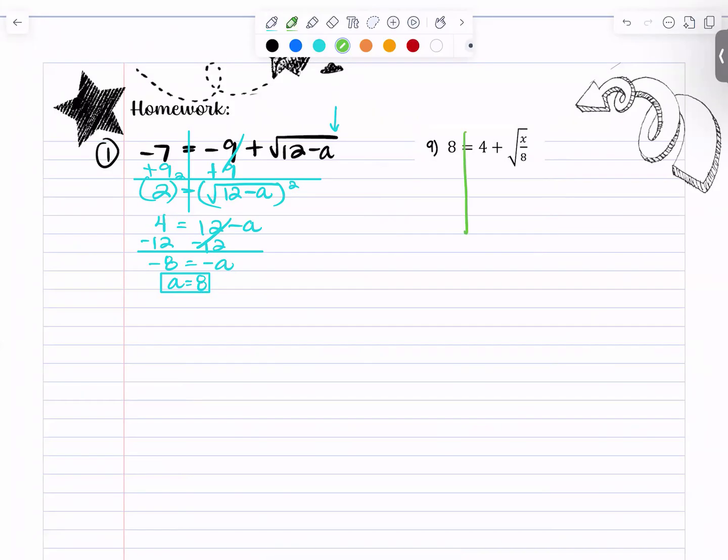You're going to take the 4 and put it on the other side, just like we would normally. So that's 4, and then you have the square root of x over 8. You're going to get rid of the root by squaring both sides. The root is gone. 16. x over 8 equals 16, because that is 4 squared.